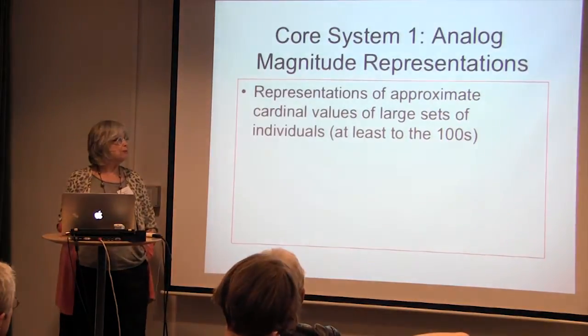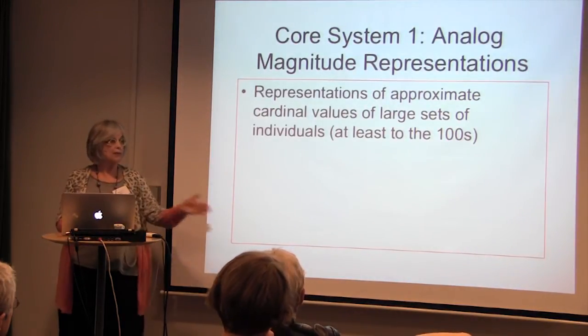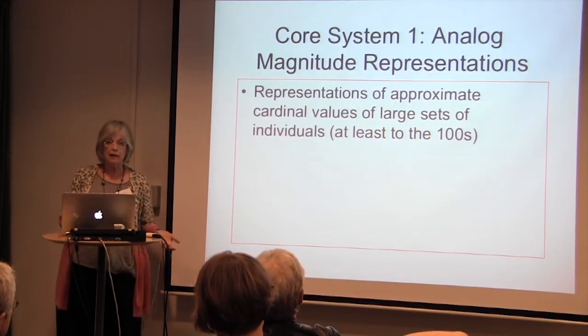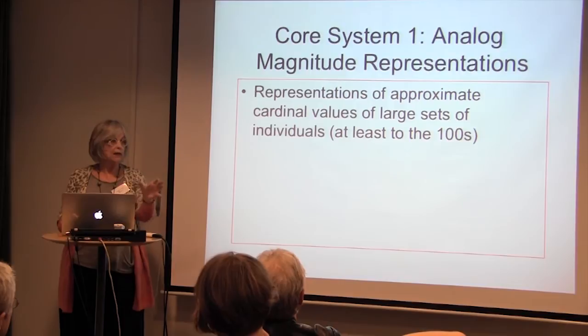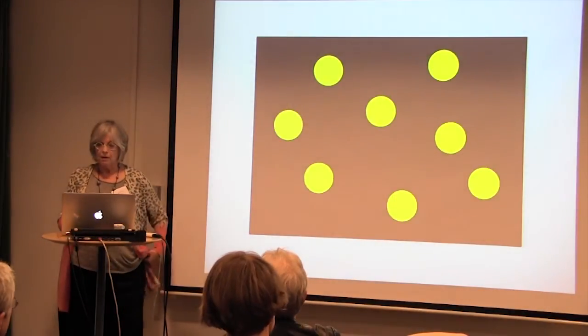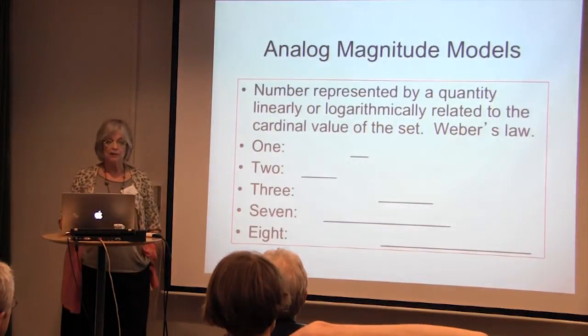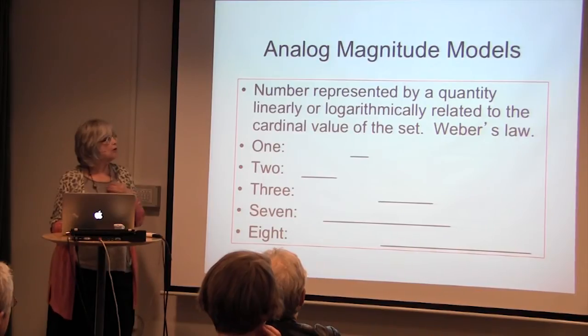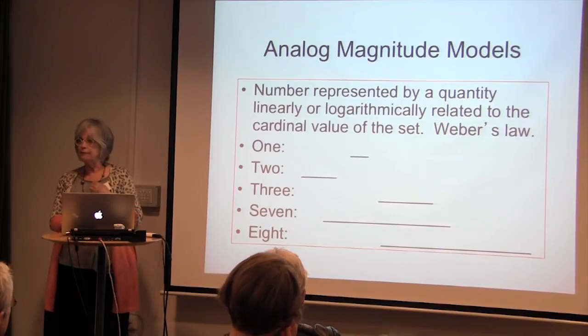This is a system of representation that we use to represent all kinds of continuous dimensions like loudness, brightness, area, length, but also apparently we can take sets of individuals and get a numerical representation. Okay, so here's how this system works. Number is represented by a quantity that's linearly or logarithmically related to the cardinal value of the set.